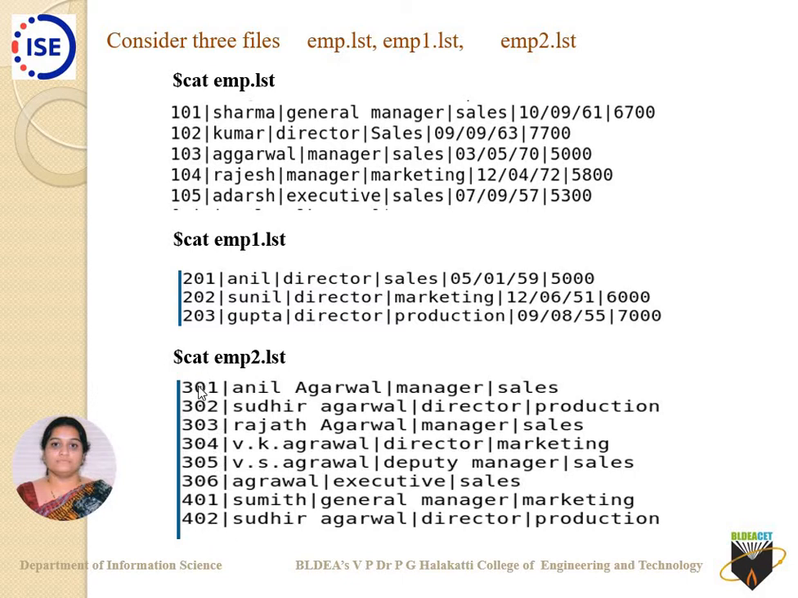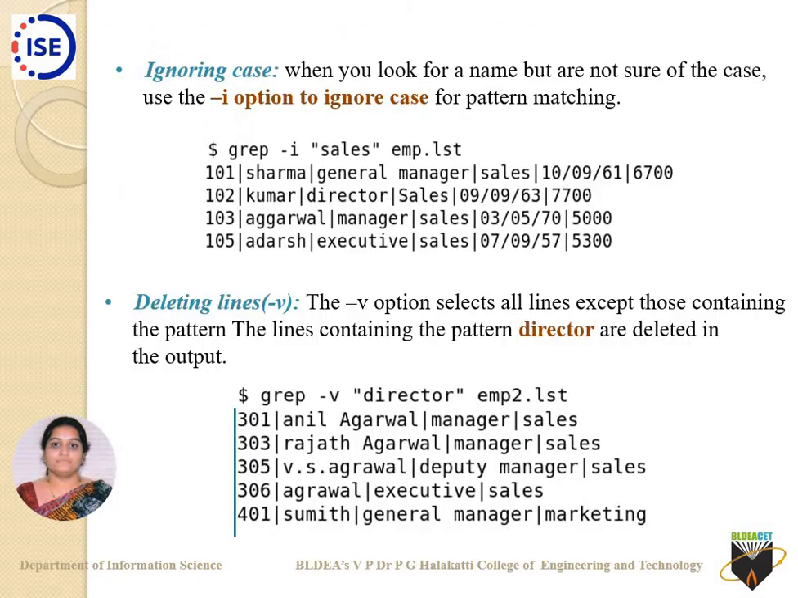Okay, apart from these 3 records, 301, 303, 305, 306, 401, these all will be displayed to you on the screen. You can just see here 301, 303, 305, 306, 401. This is displayed on your screen. Apart from that, -v stands for deleting those lines.